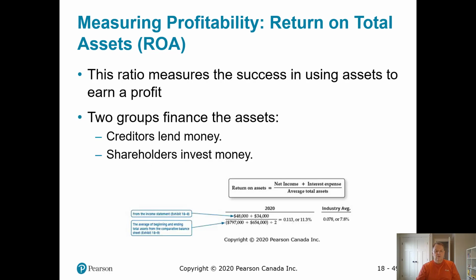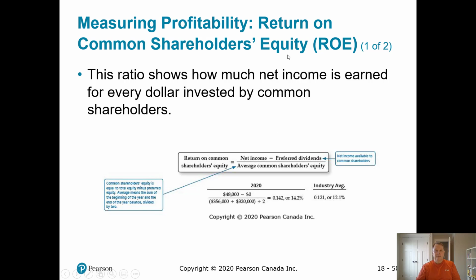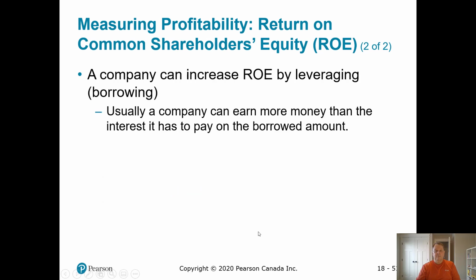So when we look at return on total assets, we did this before. Net income plus interest expense over average total assets. Again, it tells us what sort of rate of return we've got between creditors and shareholders. So it's pretty good. And for the common shareholder equity, we looked at this before, where we take out the preferred dividends from the net income and just look at the average common shareholders' equity. And in this case, it's 14.2%. The industry average is 12.1%. So it's better profitability, better return than we would have seen in the industry. So that's good news for this company.